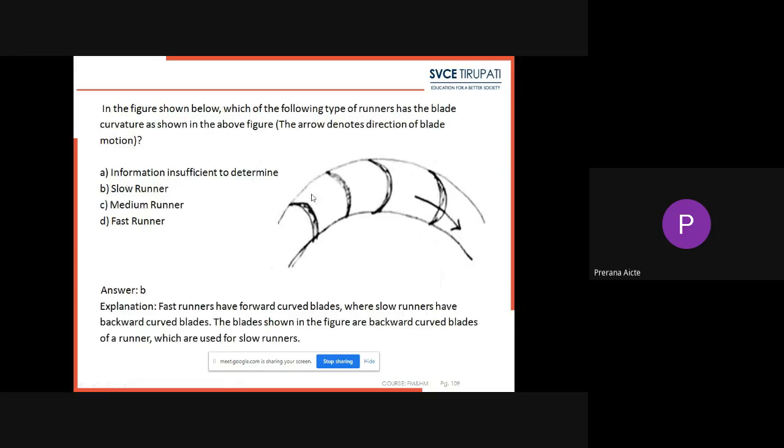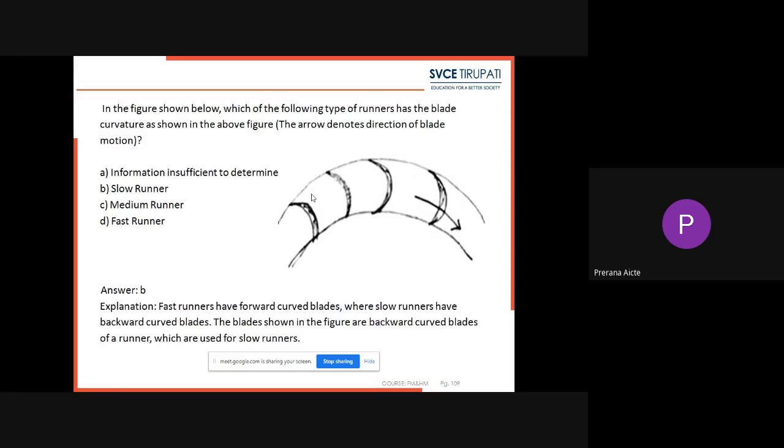Next one, in the figure shown below, which of the following types of runners has the blade curvature as shown in the above figure? The arrow denotes the direction of the blade motion. So the answer is slow runner. The explanation is, fast runners have forward curved blades, whereas slow runners have backward curved blades. The blades shown in the figure are backward curved blades of a runner, which are used for slow runners.